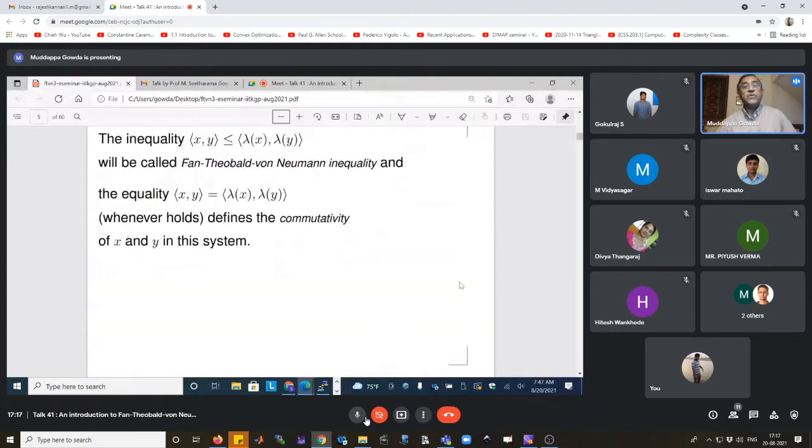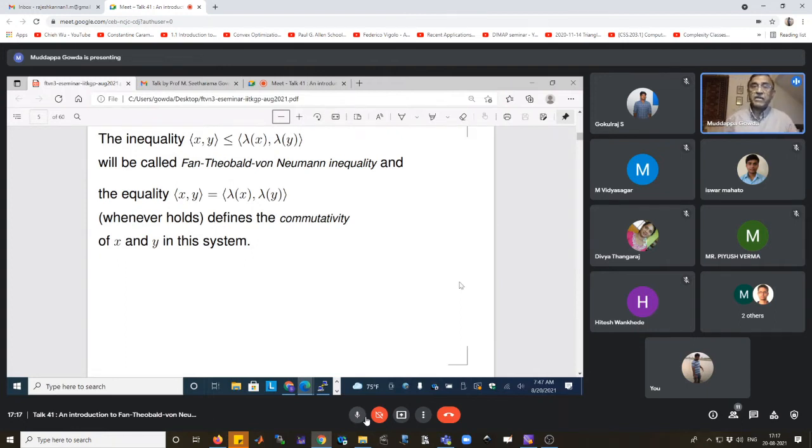See, the equality x dot y equals lambda x dot lambda y, whenever it holds, defines the commutativity of x and y in this system. Generally you have x dot y less than or equal to lambda x dot lambda y. This is the so-called FTVN inequality. Whenever you have equality, that defines the commutativity of x and y in this system. So that is how I define commutativity.